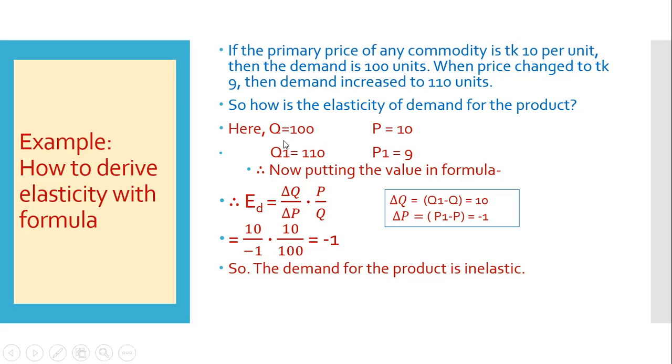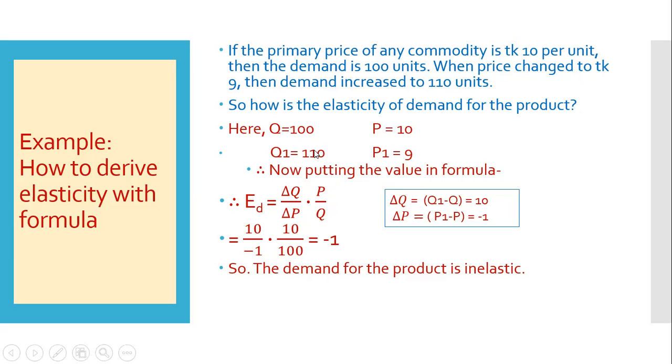Here we say Q, the primary quantity, is 100 and the new quantity is 110. The primary price is 10 and the new price is 9. That is, when the price is 10, the consumer buys 100, and when the price decreases to 9, the consumer's demand increases to 110. Now putting the values in the formula, we have del Q by del P into P by Q. So what is del Q? It is the change in quantity. How can we measure that? We measure it by subtracting the old amount from the new amount.